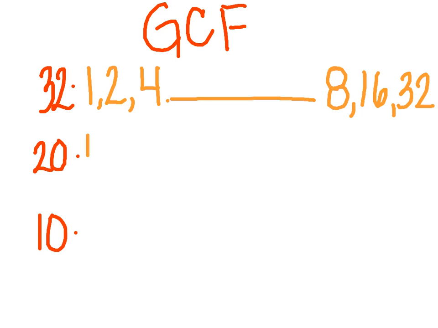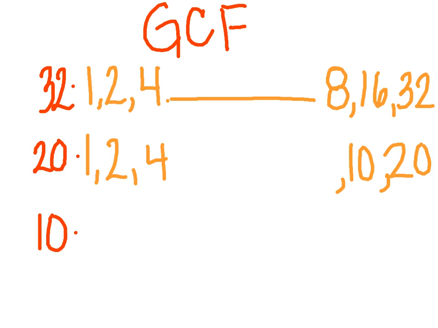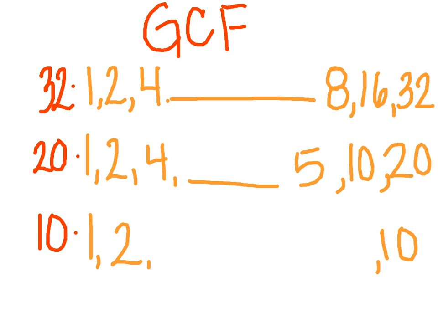Then I have 20. So I start with 1 and I write 20 at the other end. I have 2 and 10. 3 does not go in evenly. 4 does, and I have 5. Again, that empty space is quite alright, no worries. Then I can do 10. So I have 1 and 10, 2 and 5.